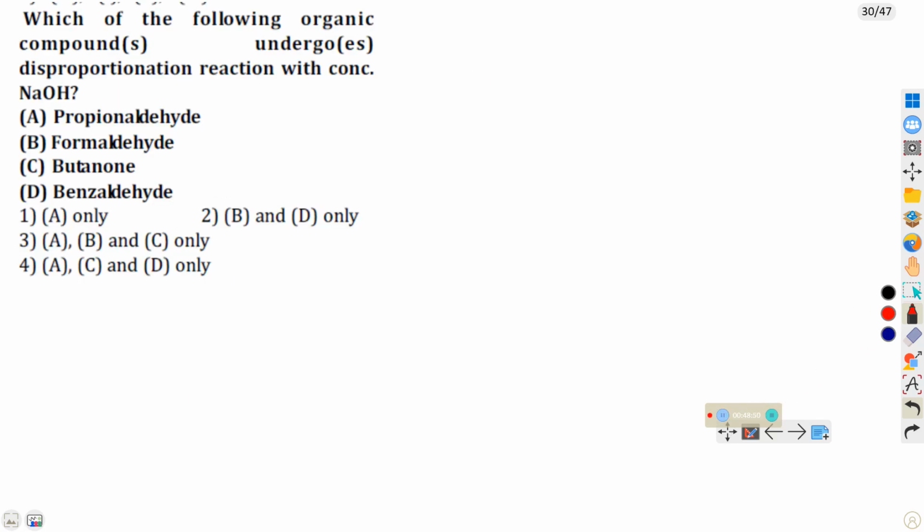Which of the following organic compounds undergoes disproportionation reaction with concentrated NaOH? Disproportionation reaction with concentrated base. That means, according to this, which of the following aldehydes or ketones participate in the Cannizzaro reaction? The Cannizzaro reaction is a redox reaction and a disproportionation reaction.